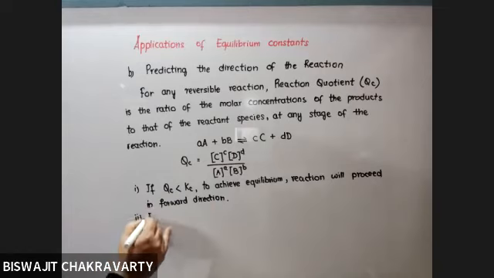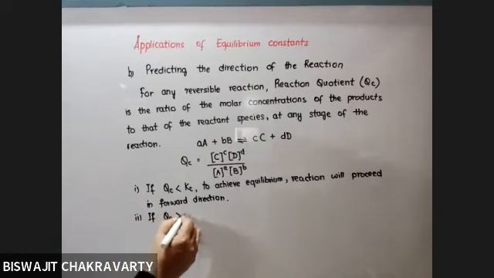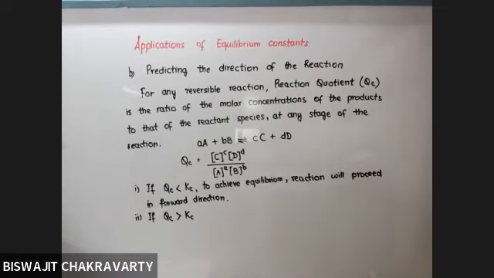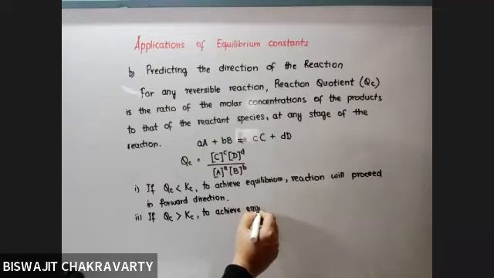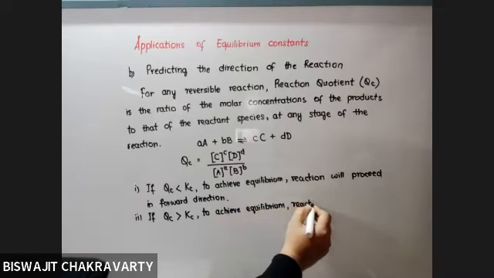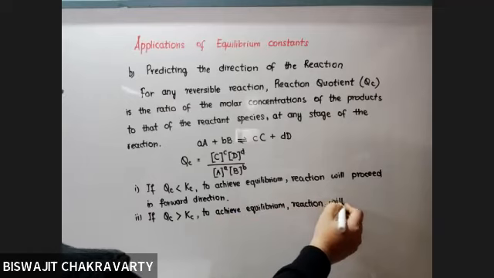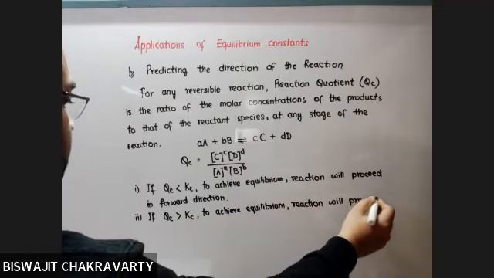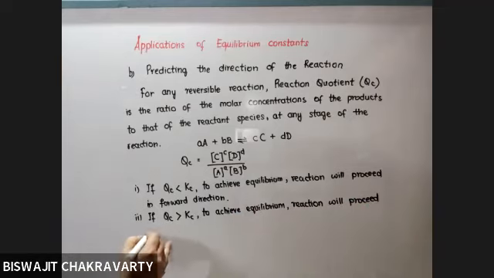Number 2, if QC is greater than Kc, the reaction is proceeding from the backward direction. The products are more with respect to the reactants as compared to what is required to achieve the equilibrium. To achieve equilibrium, reaction will proceed in backward direction.